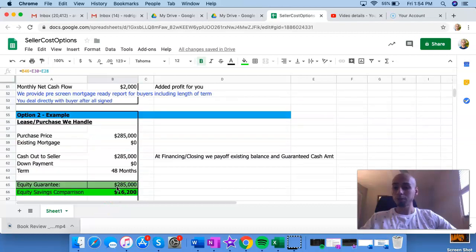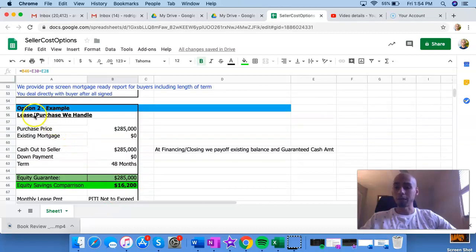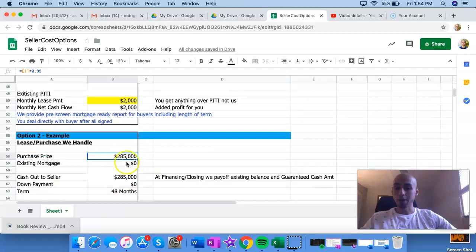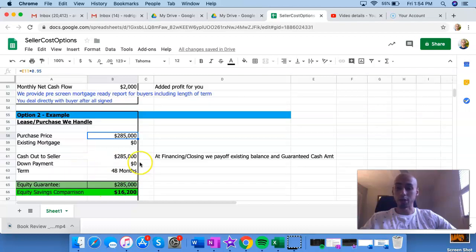Option two, this is where we stay in the middle, and they don't have to really manage anything. This is the headache-free option. So purchase price right off the bat, it's less. I take 5% off. So they're not getting 300, they're getting 285. All right? And that's their cash out, assuming they have no mortgage. They get no down payment up front because we're assuming the risk.